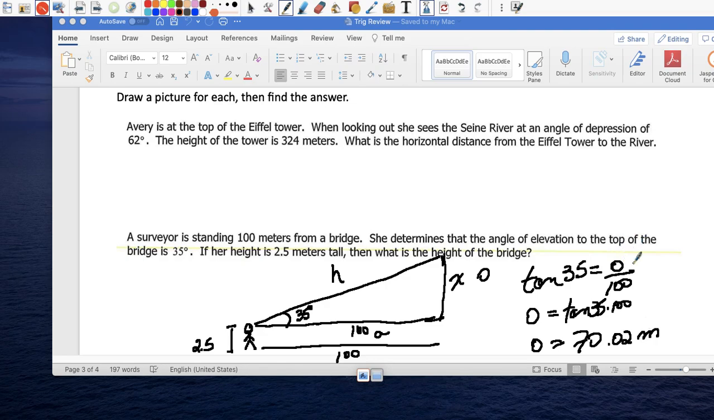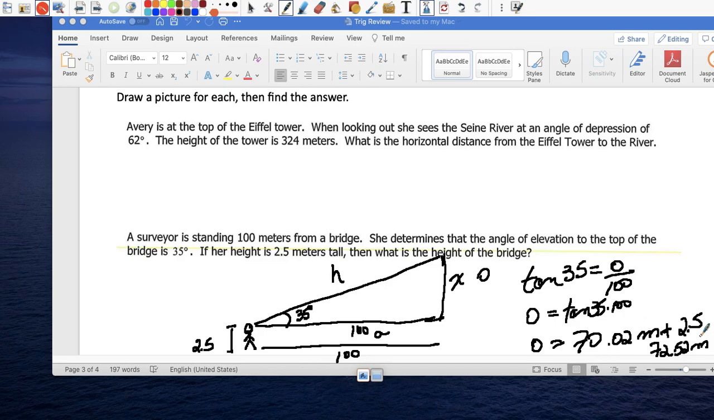Actually, plus her height, right? Plus her height, I think we have to add her height. Plus 2.5, it should give us 72.52 meters, right? Because we're adding her height there.